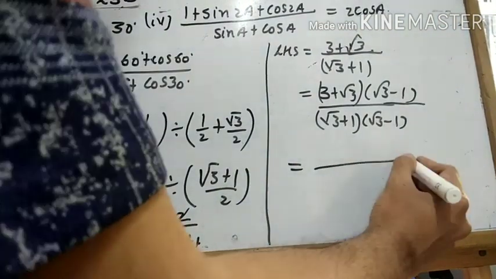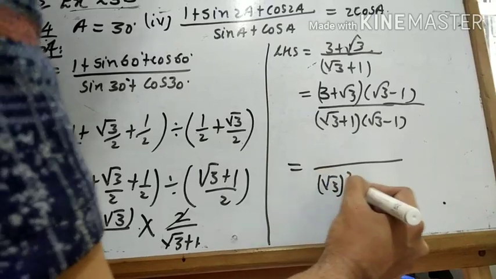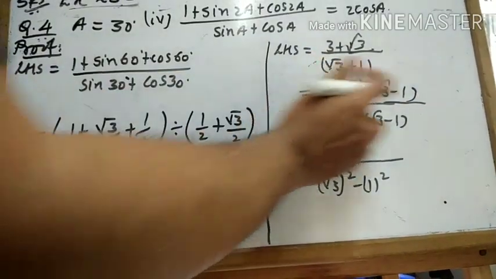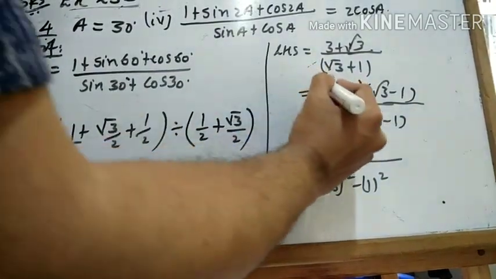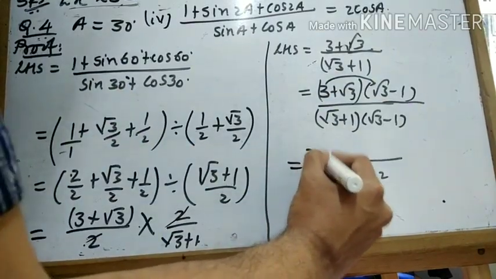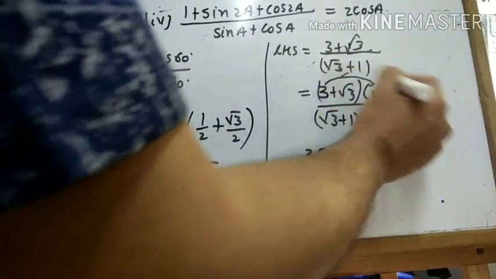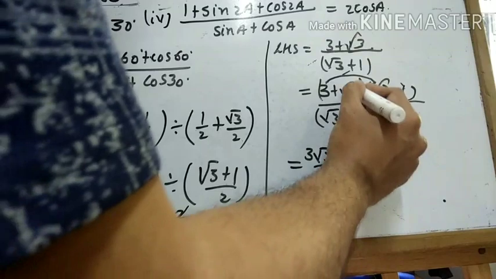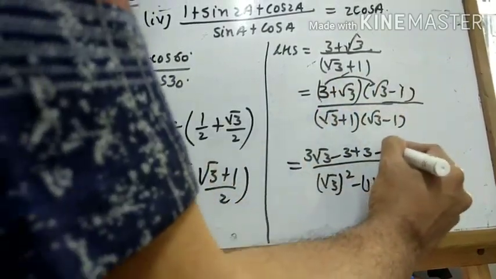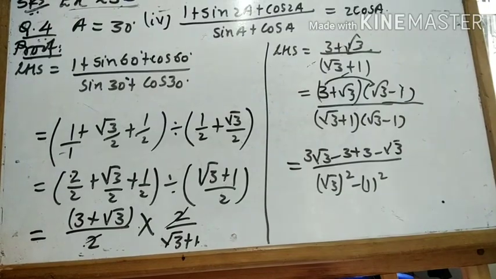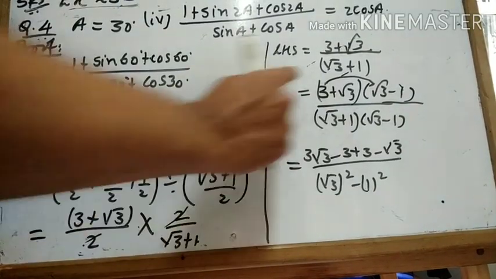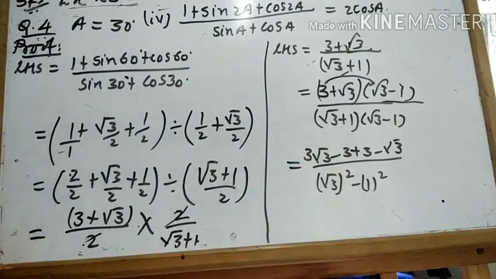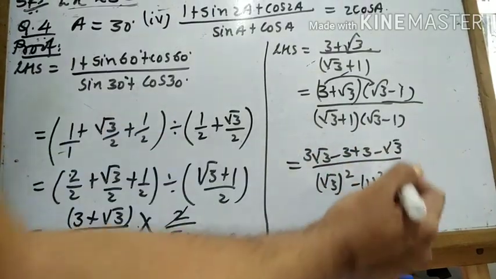Now, here I am going to use identity root 3 square minus 1 square. Here if you know the concept of binomial multiplied by binomial, this 3 will multiply to root 3, so that is 3 root 3. This 3 will multiply to negative 1, that is negative 3. Root 3 into root 3 is 3. This is root 3 into negative 1 will be negative root 3. Very important product. If you are having binomial into binomial, you will have 4 terms. Now if you observe it very carefully, negative 3 and positive 3 becomes 0. 3 root 3 minus root 3.